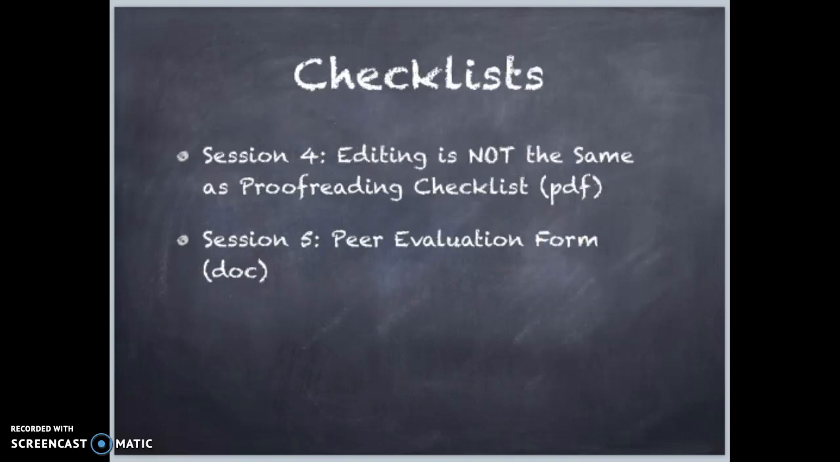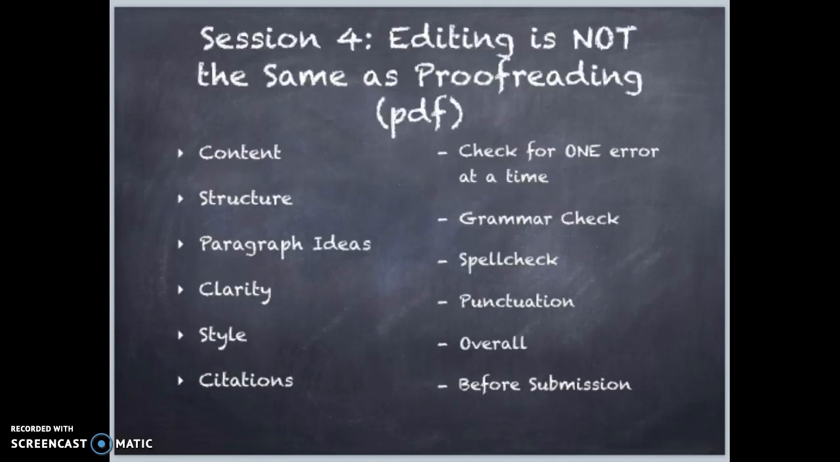There are two checklists I want you to check out within our course shell. In session 4, we have a checklist to walk through called Editing is Not the Same as Proofreading, and it's going to give you a juxtaposition of the two concepts and walk you through that. Session 5 has a peer evaluation form as a document. We are going to use this on papers in session 5, and we're going to submit that form to 2 classmates. Let's look at each one.